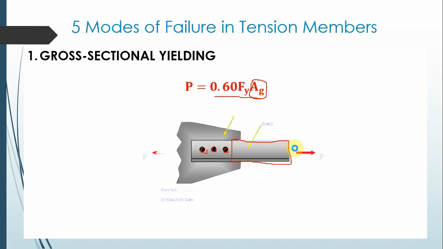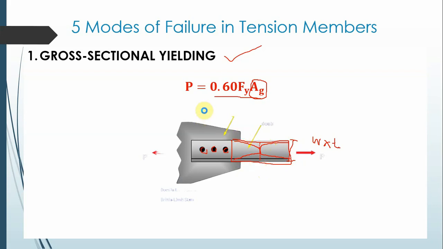We are just considering the width and the thickness. So the width times its thickness, that will be your cross-sectional area. Okay, you understand it, it is just yielding.